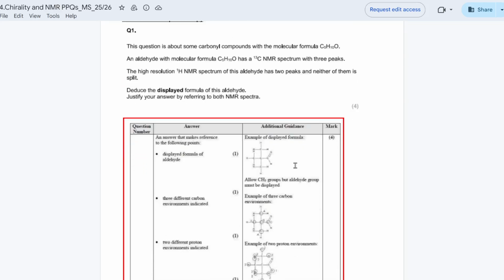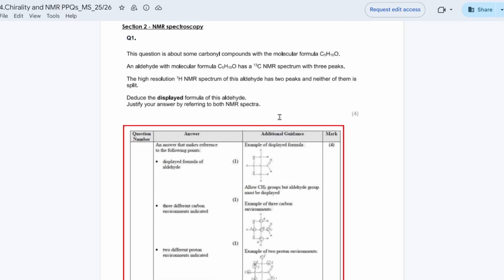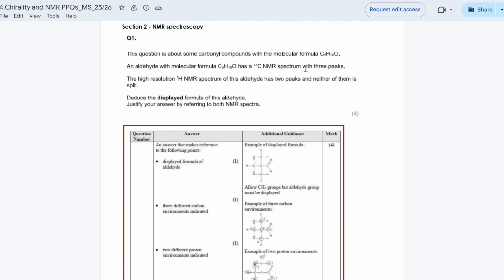That does not look like what we got, does it? Why does it have to be an aldehyde? Whoa, we got this wrong. That's the question. C5H10O, 3 peaks. I definitely have 3 peaks in mine. And 2 peaks. This definitely has 2 peaks.